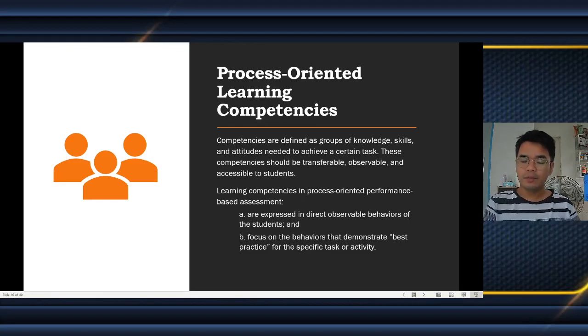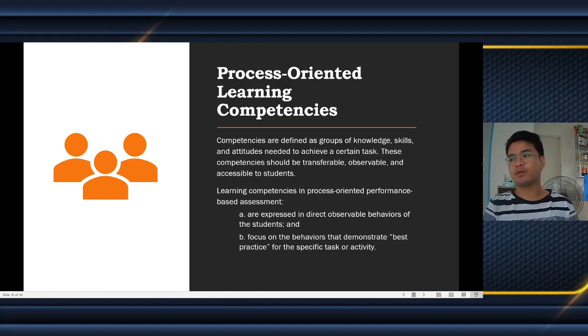Okay? Why? Because they are groups of knowledge. Ano ba yung gusto mong matutunan ng mga estudyante mo? Okay? Anong gusto mong ma-achieve nila after finishing a certain task? But these are not only questions of what knowledge you want them to achieve, but also it requires them to successfully acquire certain groups of skills or certain types of attitudes.